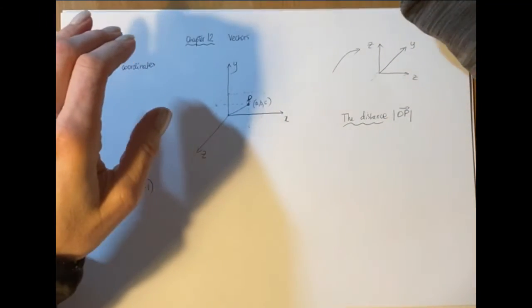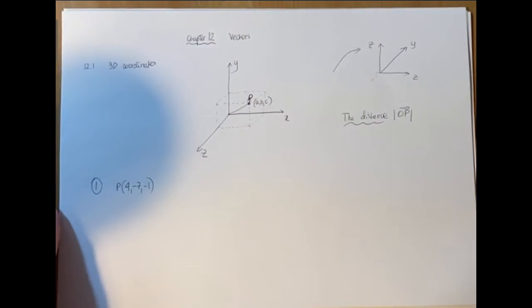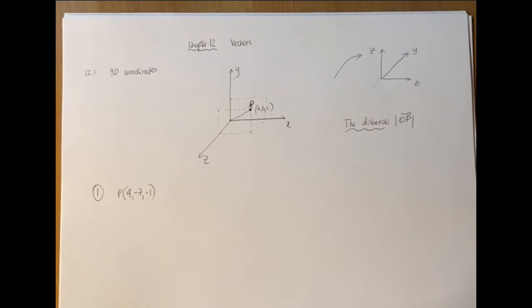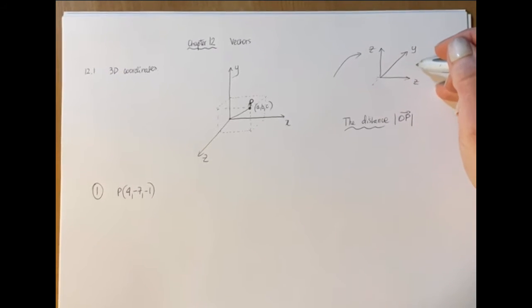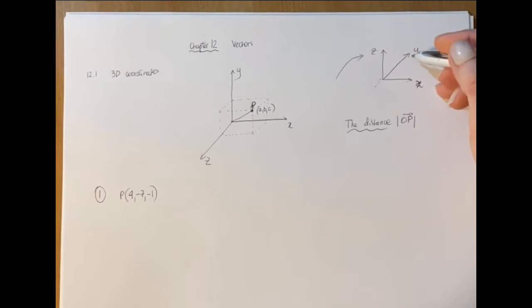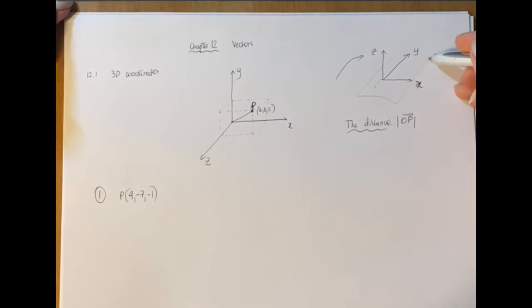Okay, chapter 12 over here, we've got vectors. You met vectors last year, but this year we're going to look at vectors in 3 dimensions. So the first thing to get used to is how to draw the axes in 3 dimensions. So the book asks you to imagine that the x and y axes are on a flat plane like this, and then the z axis is sticking out.